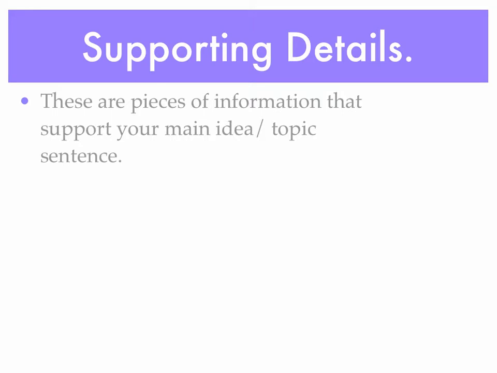Then we want to think about the supporting details. What critical things go with that main idea? What helps prove that it's true? What examples could I give to my reader to help them understand what I mean by the main idea? These are the pieces of information that support your main idea or topic sentence. Here's a sample. For the main idea, jury duty is frustrating, I might include the following supporting details.